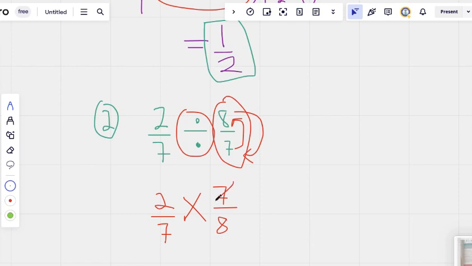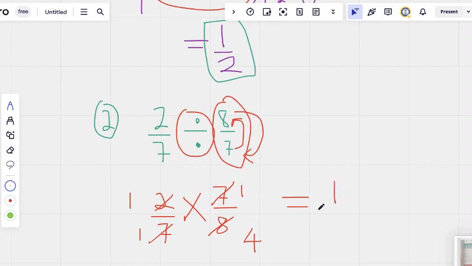So 7 cancels 7. In multiplication, you can cancel out. 7 divided by 7, 1. 7 divided by 7 here, 1. So it's out. 2 here, 2 divided by 2, you get 1. 8 divided by 2, you get 4. Now you multiply the numerator, you multiply the denominator. What is left here? 1. 1 times this one is 1.